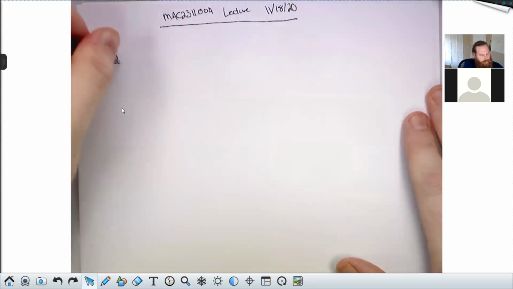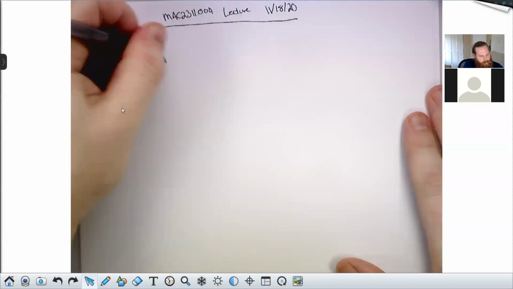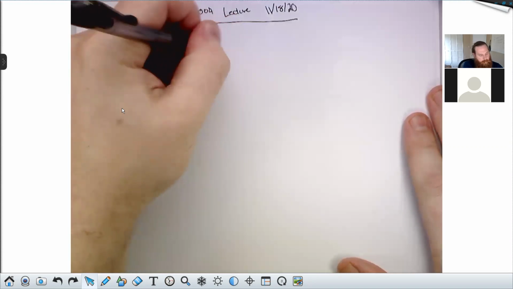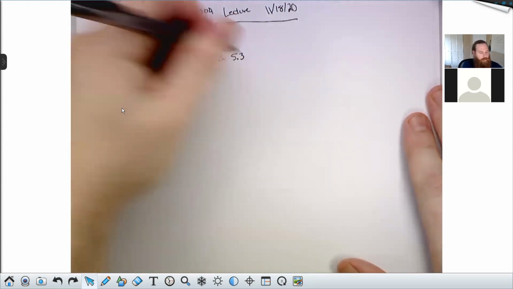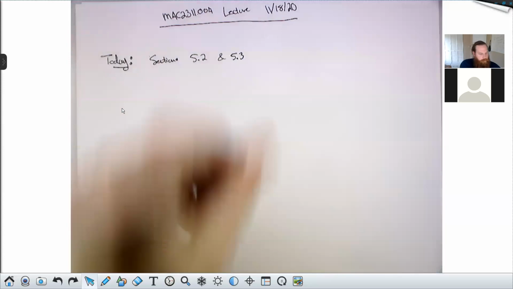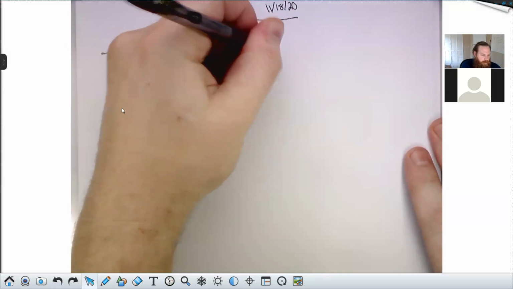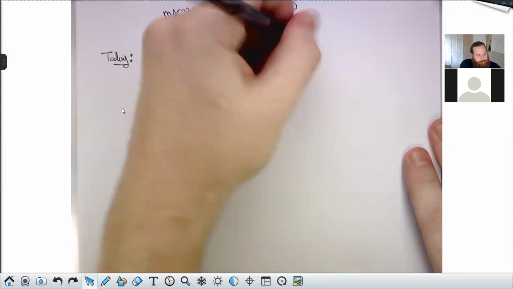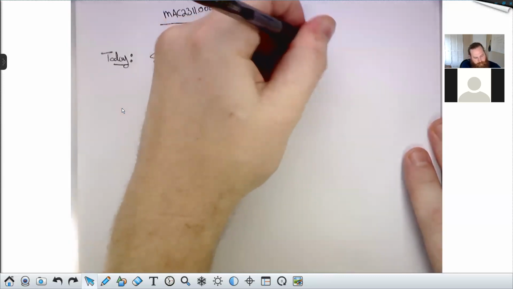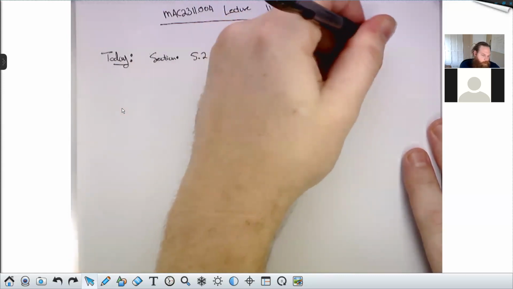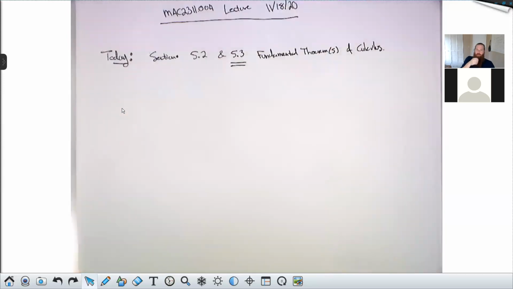And today we're going to do more on the integral. Specifically, we're going to go through section 5.2 a little bit, which we did last time, and 5.3. 5.3 is the emphasis here today, which is the fundamental theorem of calculus. Really, there's two of them. Oh, 5.2, remember, was just the definite integral.